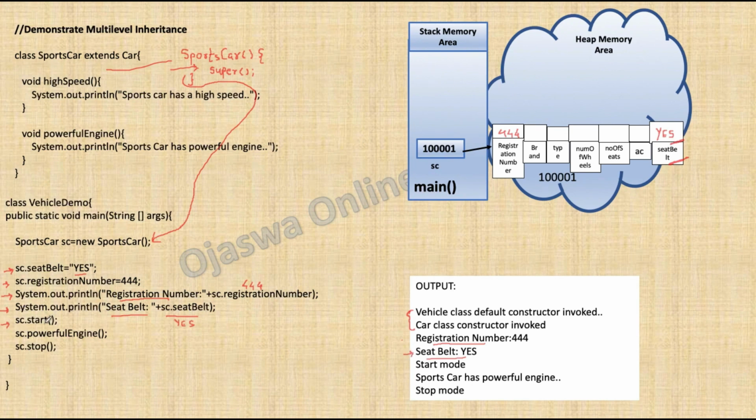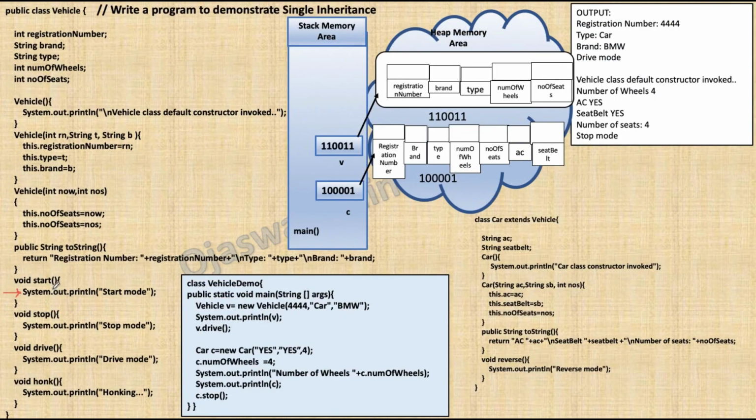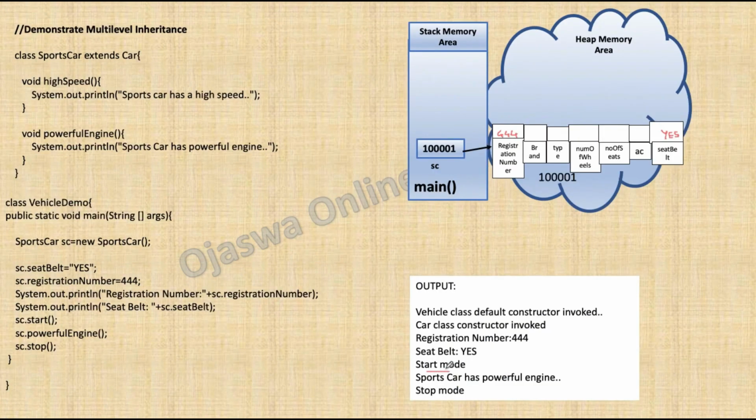Next statement is sc.start. Now start is the method belonging to vehicle class. Control of the program will go to the vehicle class over here, and the code inside the start method will execute. That is, it will print start mode to the console. So this is printed to the console. Now this method belongs to the sports car only. So control of the program will go to the method definition, and code inside the method will execute. That is System.out.println sports car has powerful engine. So this statement will be printed to the console.